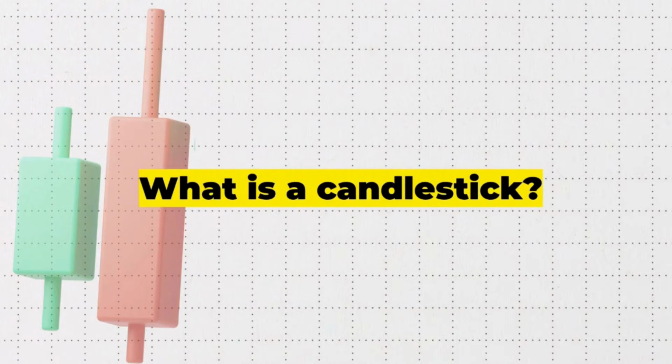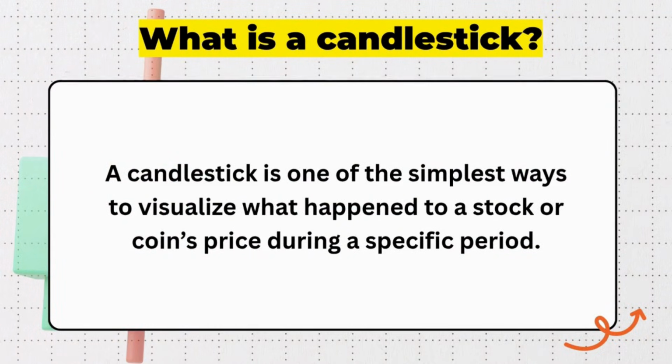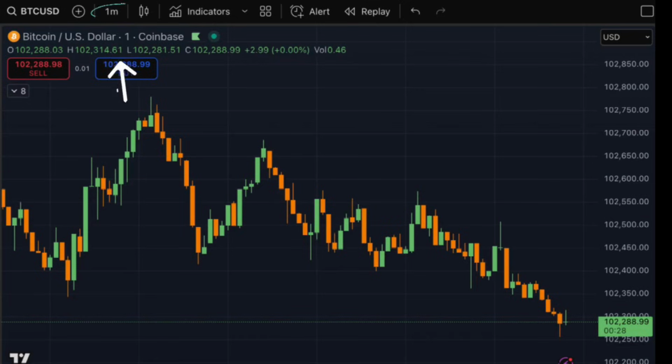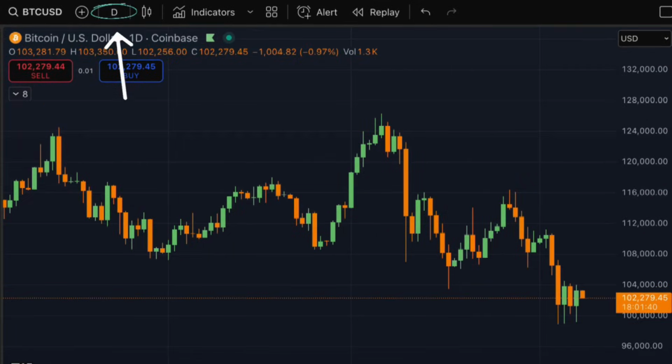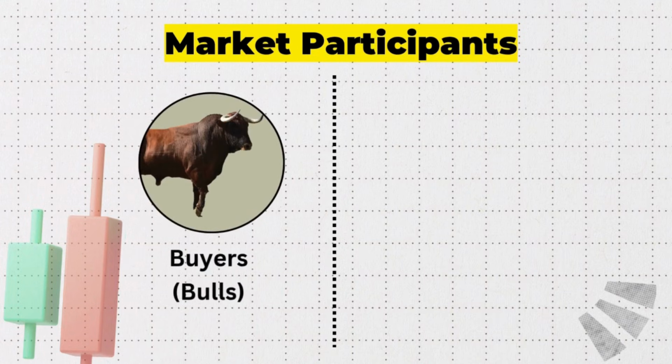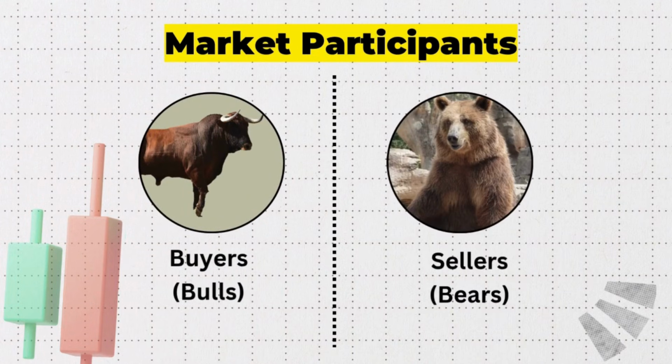First of all, what is a candlestick? A candlestick is one of the simplest ways to visualize what happened to a stock or coin's price during a specific period, whether that's 1 minute, 1 hour, 1 day, or any time frame you choose to analyze. In every market, there are two main participants, buyers and sellers.